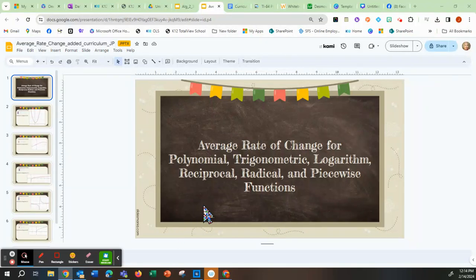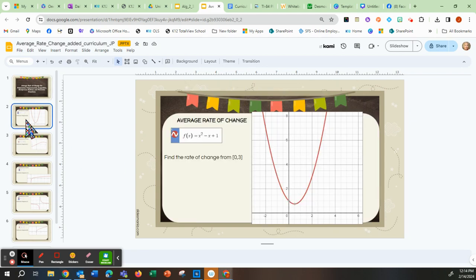We're going to be looking at average rate of change from several different types of graphs, including polynomial, trig, log, reciprocal, radical, and piecewise functions. So when we study rate of change, initially we study that as slope of a line. So just a little background here.